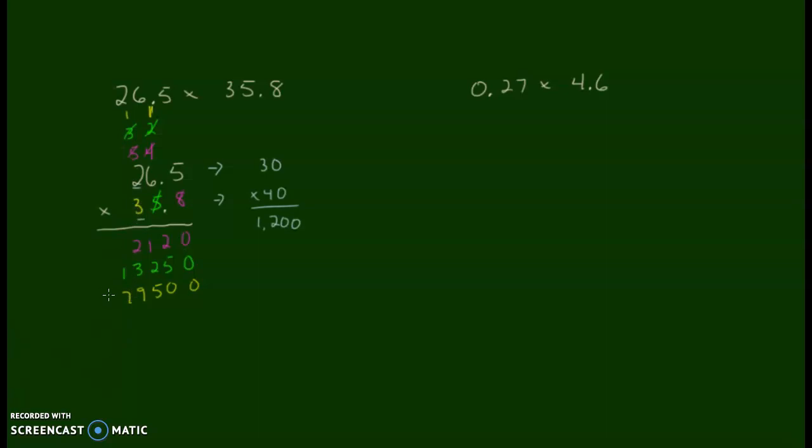Now that I have all of my multiplying done, I can add those together. So 0, 2 plus 5 is 7. 1 plus 2 is 3, plus 5 is 8. 2 plus 3 is 5, plus 9 is 14. 1 plus 1 is 2, plus 7 is 9.